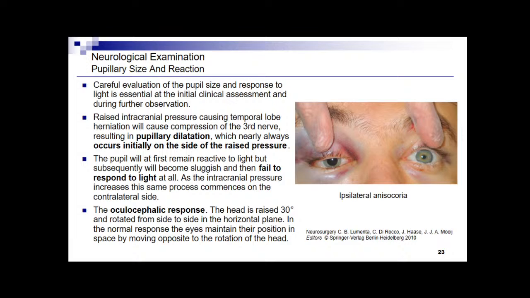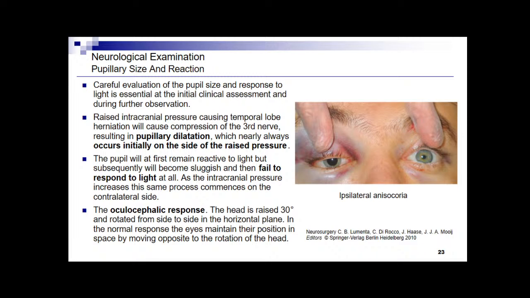Raised intracranial pressure causes temporal lobe herniation. For example, temporal lobe herniation will cause compression of the third cranial nerve, resulting in pupillary dilation. This is mydriasis, which nearly always occurs initially on the side of the raised pressure. At first, mydriasis happens at the site of increased intracranial pressure.